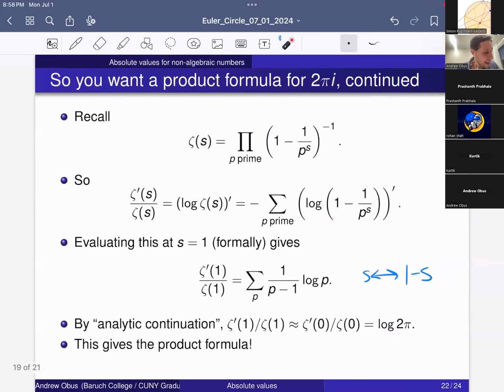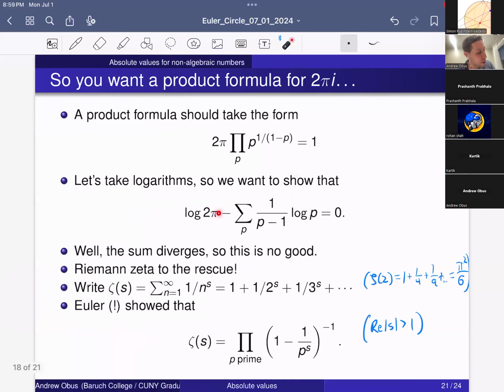So this is, again, totally nuts, and you shouldn't believe any of it. I mean, you're plugging in things that you're not allowed to plug in. You're extending domains of functions that you're not allowed to extend. You're using functional equations that I haven't proven for you, and you're not even really using the functional equation. You're kind of ignoring some factors in it. But if you do all of these things, you do get this provocative result that log of 2 pi minus the sum of 1 over p minus 1 log p is 0.